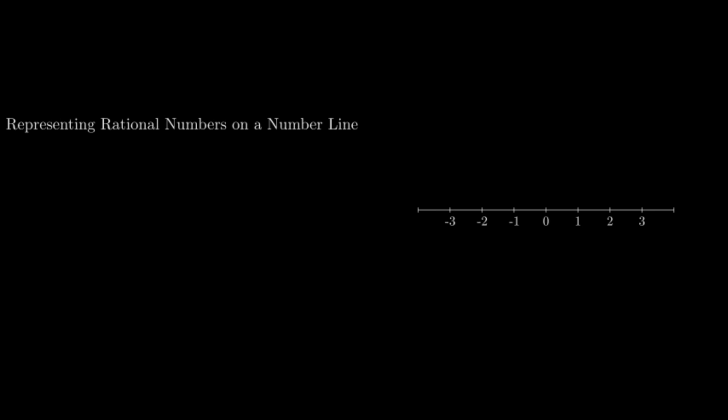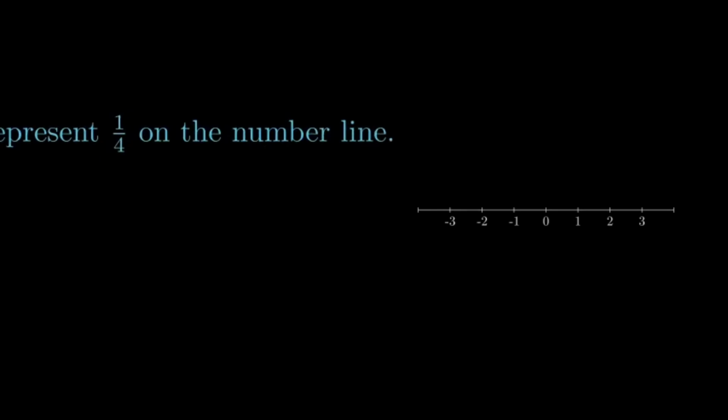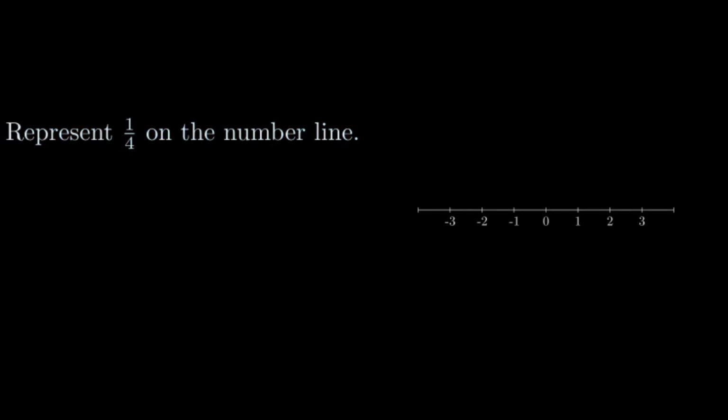But how do we place a fraction on this line? Let's take an example. Imagine we want to represent the number 1/4. Here, our numerator is 1 and our denominator is 4. The denominator tells us how many equal pieces to divide each unit interval into. Since the denominator is 4, we need to divide the space between 0 and 1 into 4 perfectly equal parts. Think of it like dividing a pizza into 4 slices. The numerator, 1, tells us to count one of those parts.